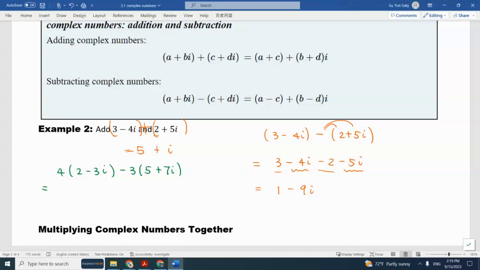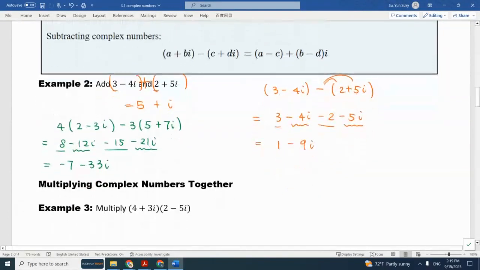Okay, ready to check your work? When you distribute, what do you get? 8 minus 12i minus 15 minus 21i. Good. Now you combine the like terms. What's 8 minus 15? And minus 12i minus 21i is? Yeah, very good. Okay, awesome.